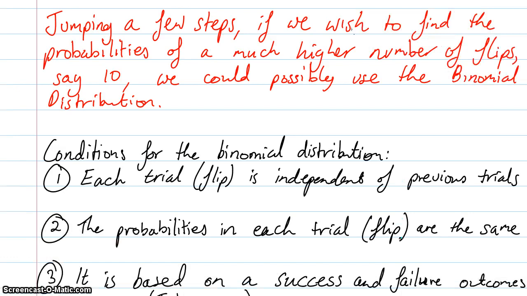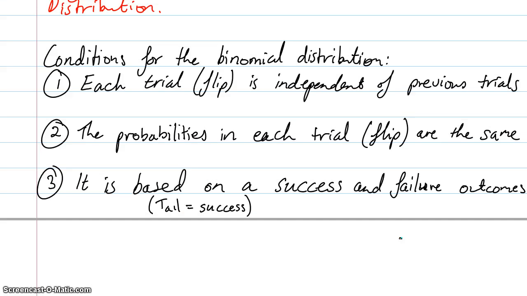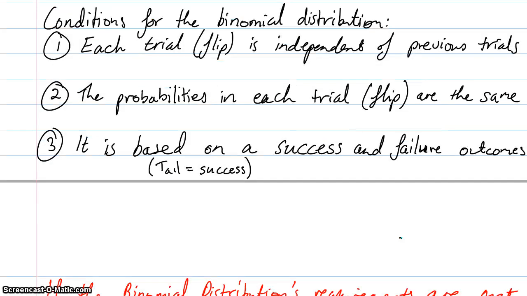And the third one is that it's based on success and failure outcomes. So you've either got a success or a failure. Even when rolling a dice, there's 6 options, but what we would say is rolling an even number is a success, and rolling a non-even number, so an odd number, that would be a failure. So you have to have either a success or failure. If you don't have only 2 options, then you can't use the binomial distribution. But if those 3 key things are present, then we can use the binomial distribution to crunch out a whole bunch of really complicated things for us.